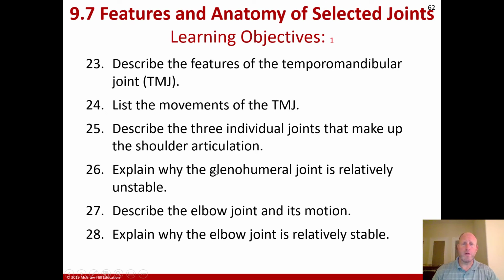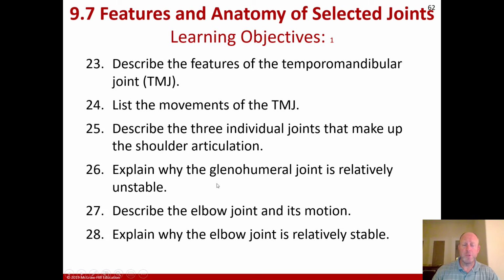Now we're talking about features and anatomy of selected joints. The temporomandibular joint, we're only going to talk about very, very briefly, and the motions of the TMJ. You should also be able to describe 3 individual joints that make up the shoulder articulation. We'll spend more time with that.